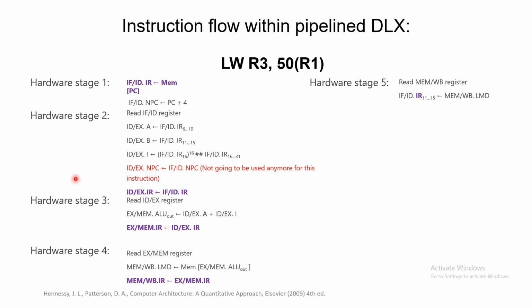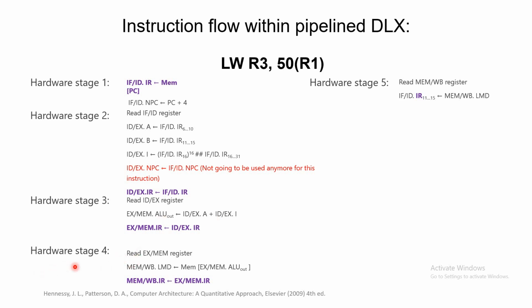Okay, the third stage is the execution stage. As this instruction is a memory reference, the ALU will add the operands to form the effective address, which is the address from where data will have to be loaded from the memory.